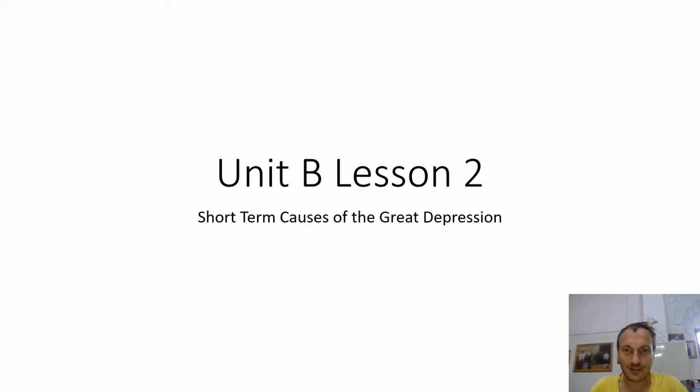Today we're going to be looking at the short-term causes of the Great Depression. And we'll also go through the questions that I set you for homework in lesson 1. Remember the difference, short-term causes happen in a short time before the event happened. So today we're thinking about things that happened in 1928 and 1929. The Great Depression started in 1929.